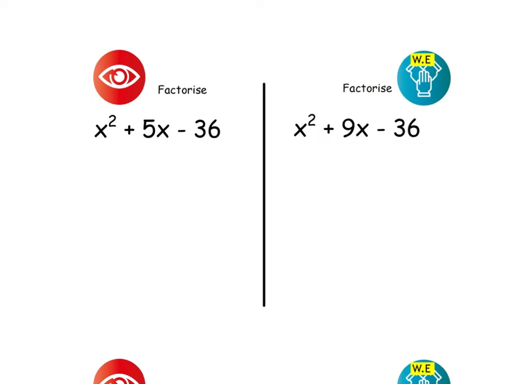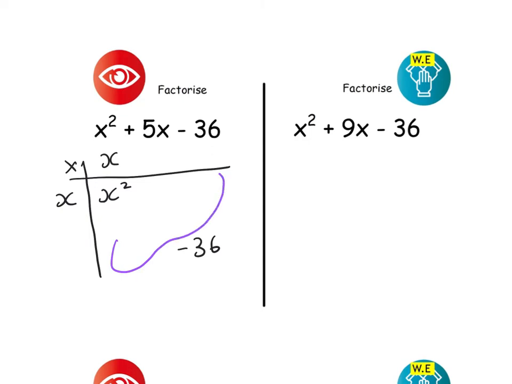So this one has a negative number in it, so it's the same process as we go through. You can put the x squared in, you can put the minus 36 in, you can put the x in there, and I'm looking for two numbers that will multiply together to get that 36 but add together to get 5x. So go through.